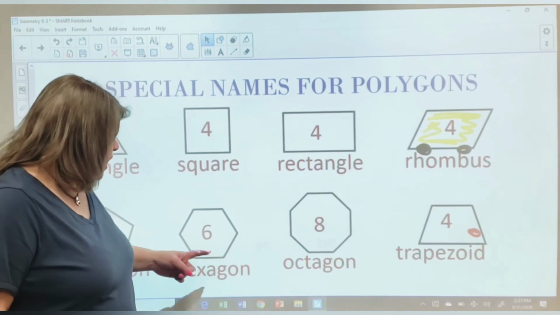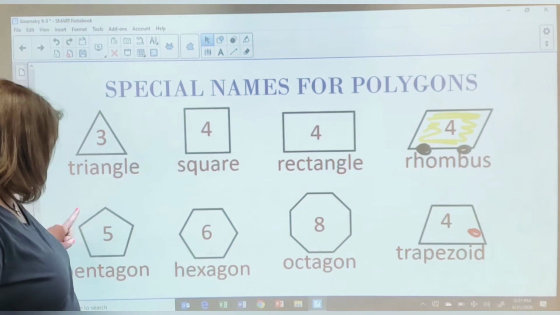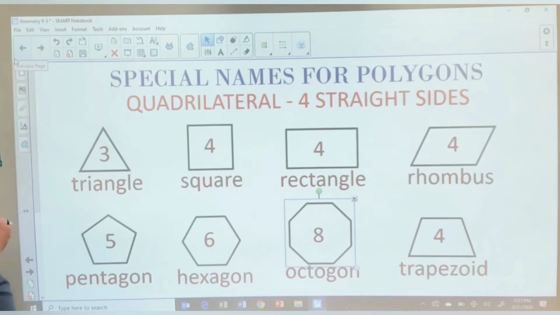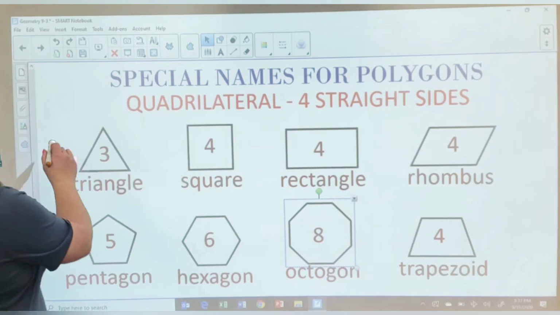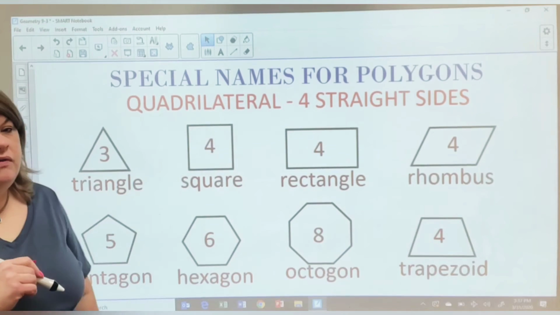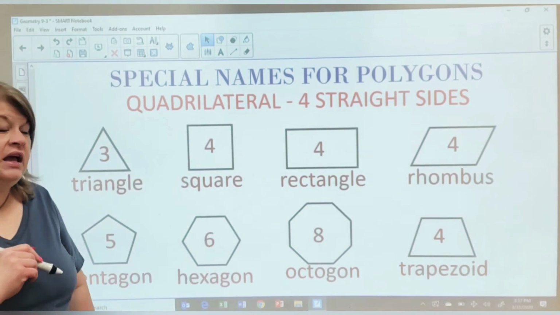What do we call an 8-sided polygon? An octagon. How about a 6-sided polygon? A hexagon. What about a 5-sided polygon? A pentagon, yes. All right, so not only that, but I want to bring your attention to, there we go. There's another special way we can classify some of these polygons.